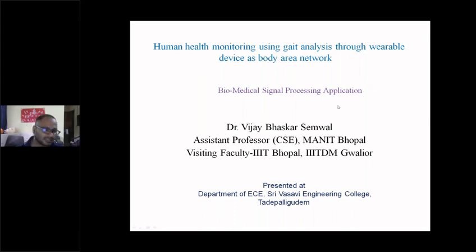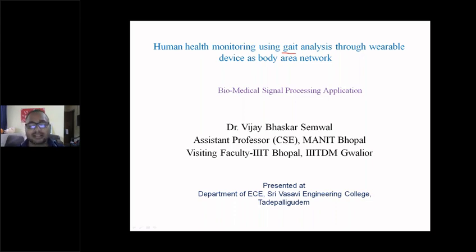So now let us understand each term. First, we have to do human health monitoring. So obviously we require some sensors, by which we can assess the health. That means we can measure certain parameter values through the sensor. And here I'm using gait. Gait means walking pattern, how a human being walks. Gait is sometimes referred to as locomotion, sometimes as a walking pattern.